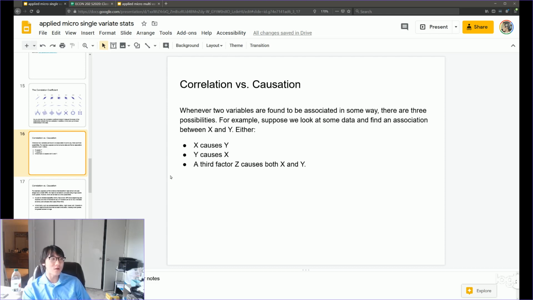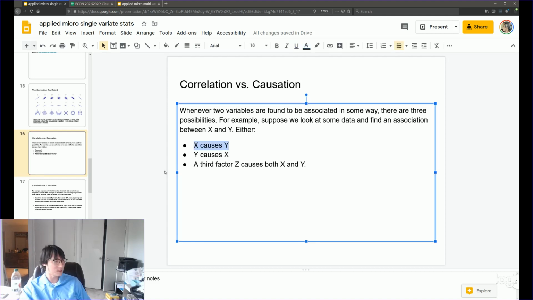It could be that one variable causes the other. Let's call them x and y. It could be that x causes y. But it could also be that y causes x. Or it could be that a third factor, z, causes both x and y. So for example, take this case of drug use. Let's say that our x variable is drug use and our y variable is GPA. So it could be that drug use causes your GPA to be lower. That would be this x causes y possibility.